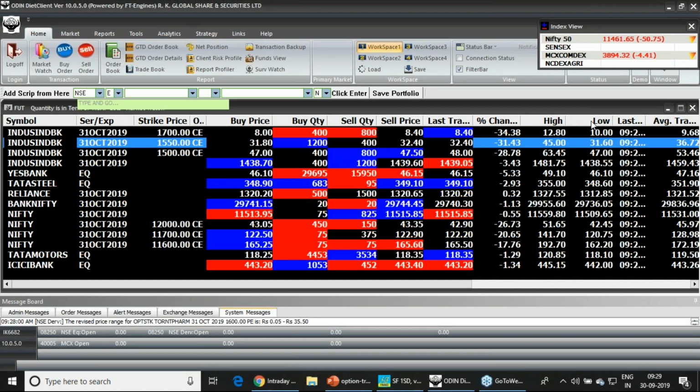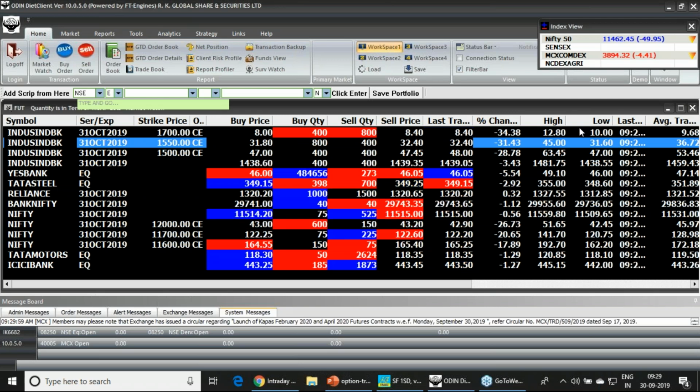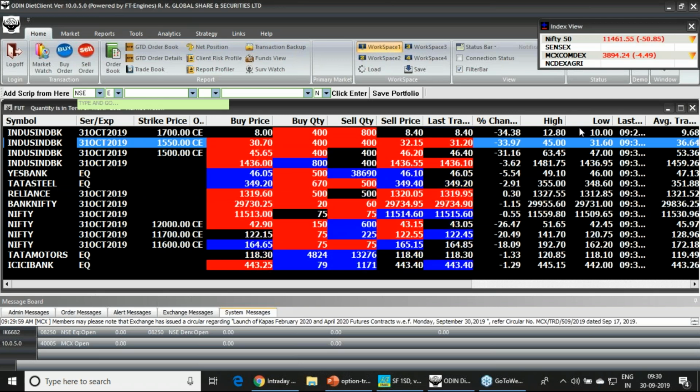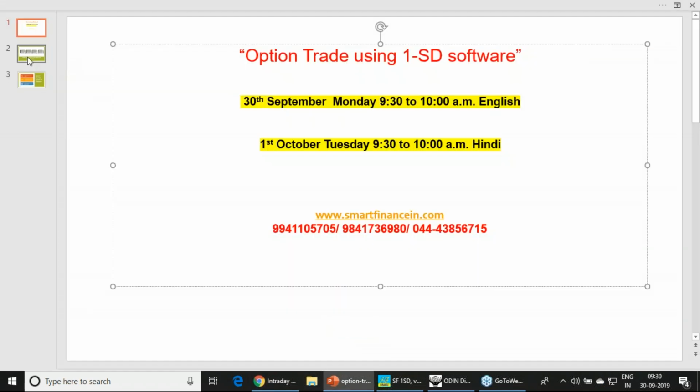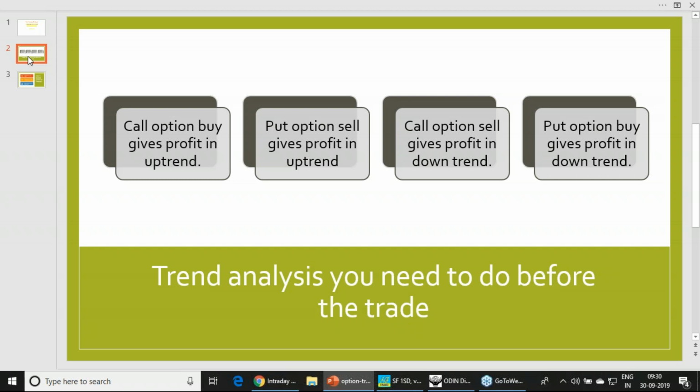As I have requested all of you, once this event is over, try to see this recording till the end, and here 2-3 things are very important. One, choice of strike and some basic understandings on options. Experienced traders will know it, but for new traders: when you buy a call option, it gives you profit in an uptrend. When you buy a put option, that gives you profit in a downtrend.